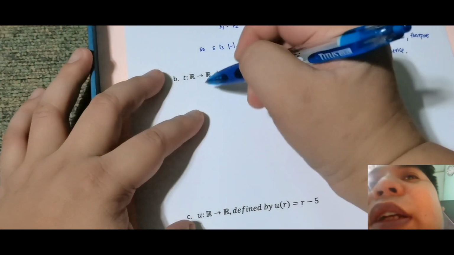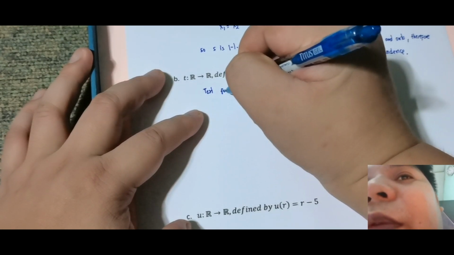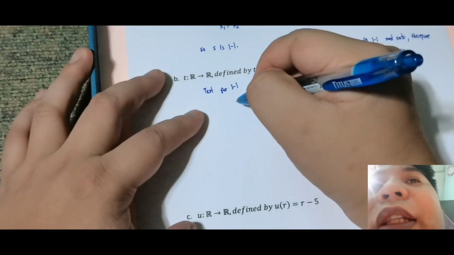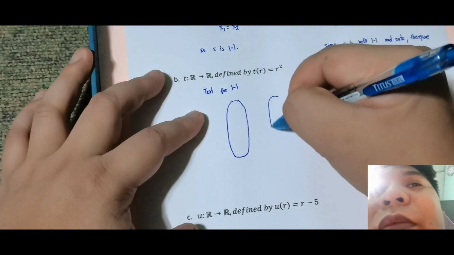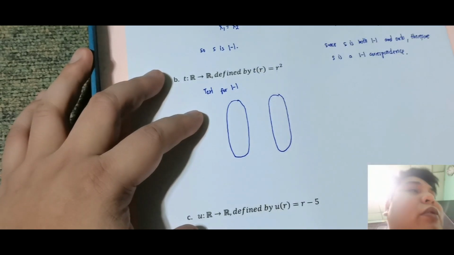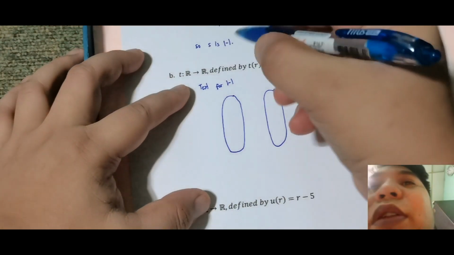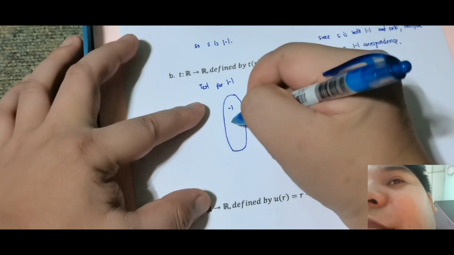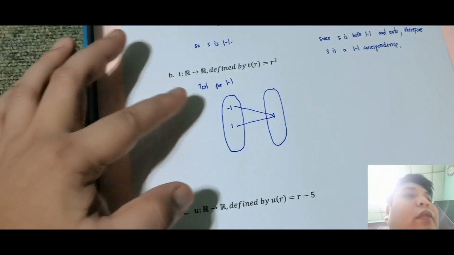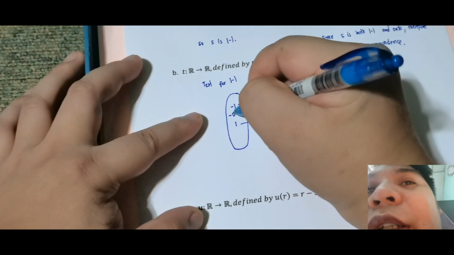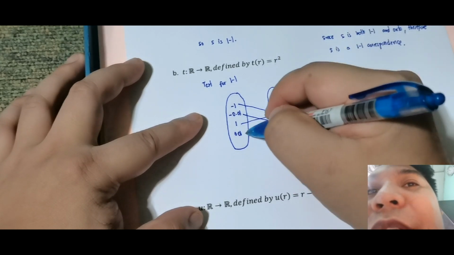So obviously hindi siya 1 to 1. Test for 1 to 1. Hindi mo naman kailangan gawin na ganito. Pwede naman ipakita mo pa rin true solving. Tapos sabihin mo, hindi siya 1 to 1 since alam mo na ganito. So kunyari kumuha ako ng negative 1 tapos 1. Pares pa rin nagmamap yan kay 1 eh. Even yung negative 0.01 saka 0.01, pares pa rin.